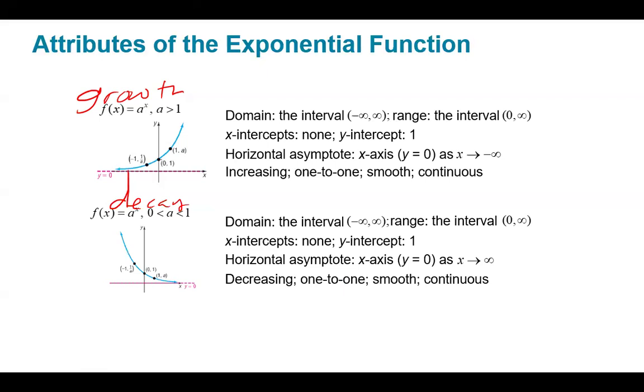So when you are comparing the difference, your horizontal asymptote still exists, but where it's heading and that it's increasing. And then your horizontal asymptote is heading towards positive infinity and it's decreasing. Everything else is the same.